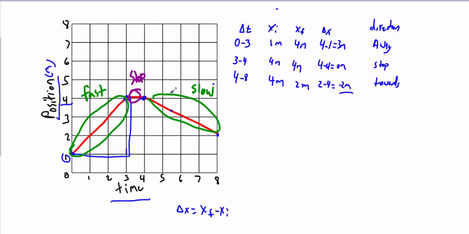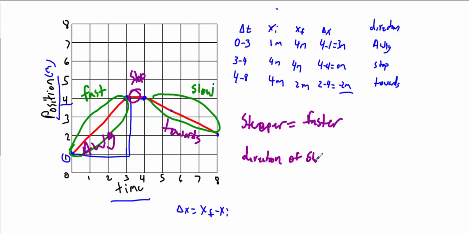Okay, so the steeper the graph, the faster it is. Steeper equals faster. It doesn't matter if it's going up or if it's going down, steeper is faster. But you'll notice that up correlates to away motion, so this is away, and this negative slope indicates that it's moving towards, or getting closer to, where it came from. So direction of slope indicates direction of motion.